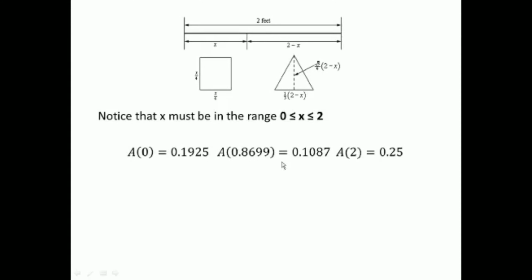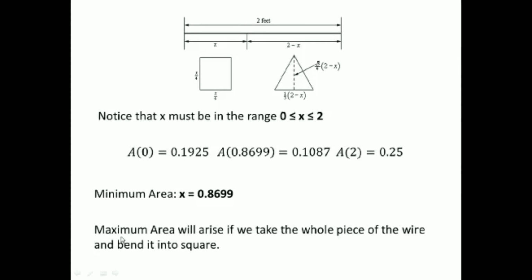So, it looks like the minimum area will arise if we take x equal to 0.8699, while the maximum area will arise if we take the whole piece of wire and bend it into a square. And once again, I'm Catherine Grace A. Bacalso from Group 8, and that is how you solve an optimization problem.